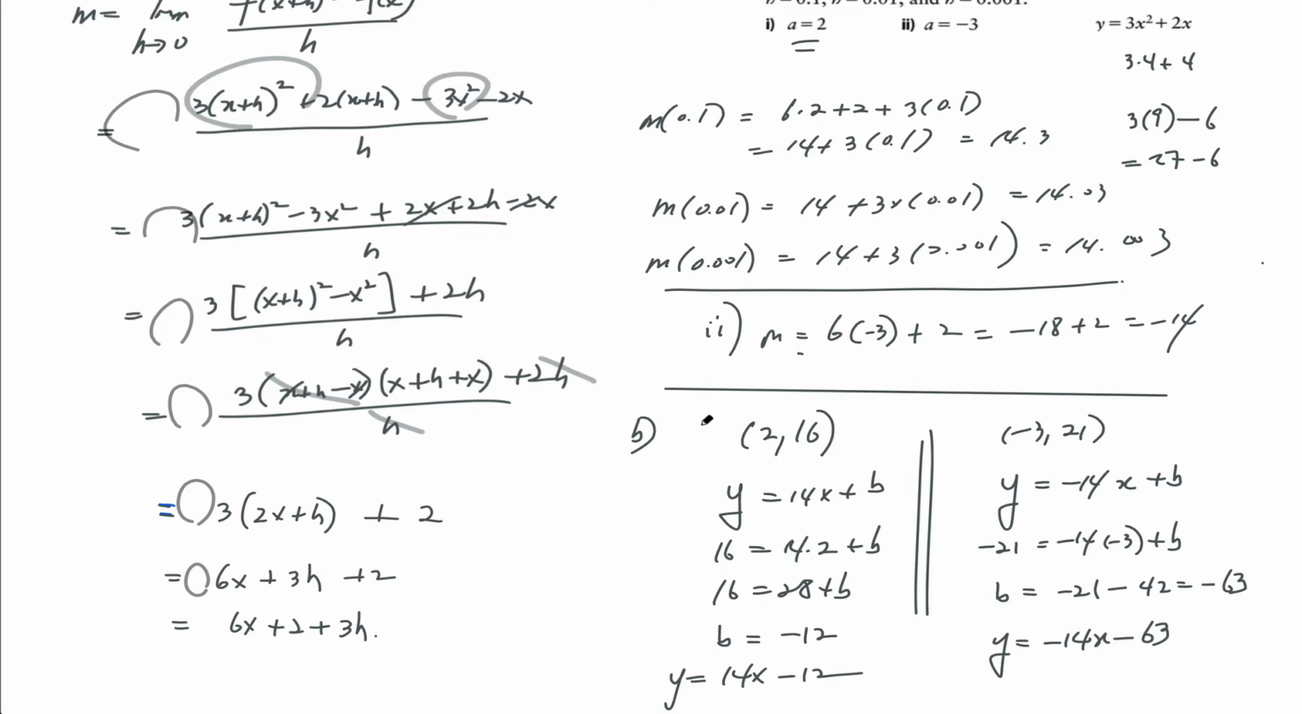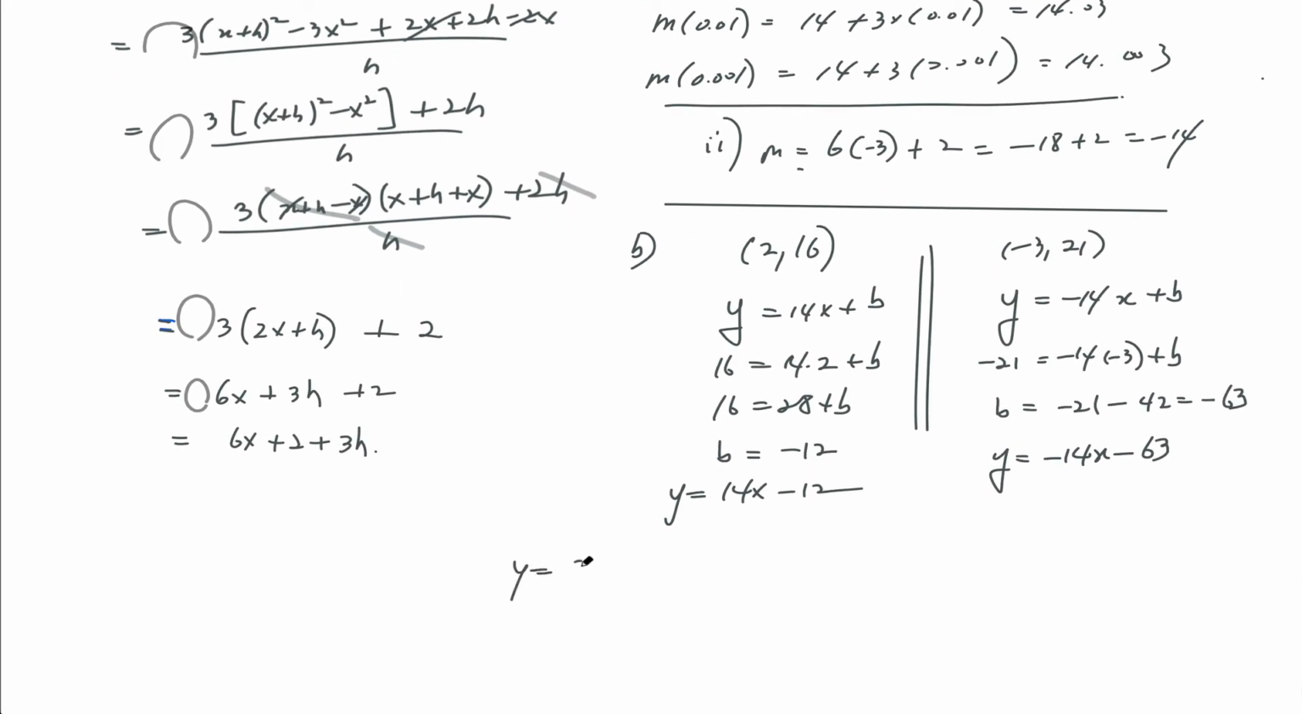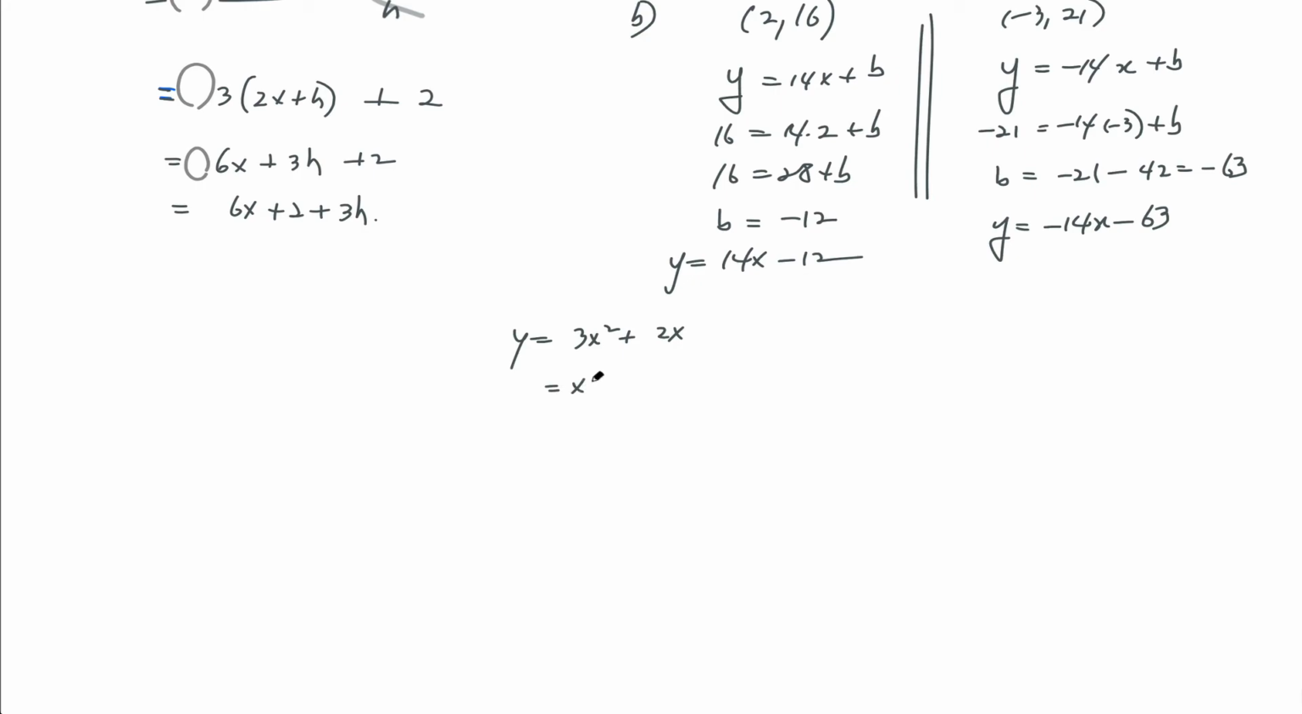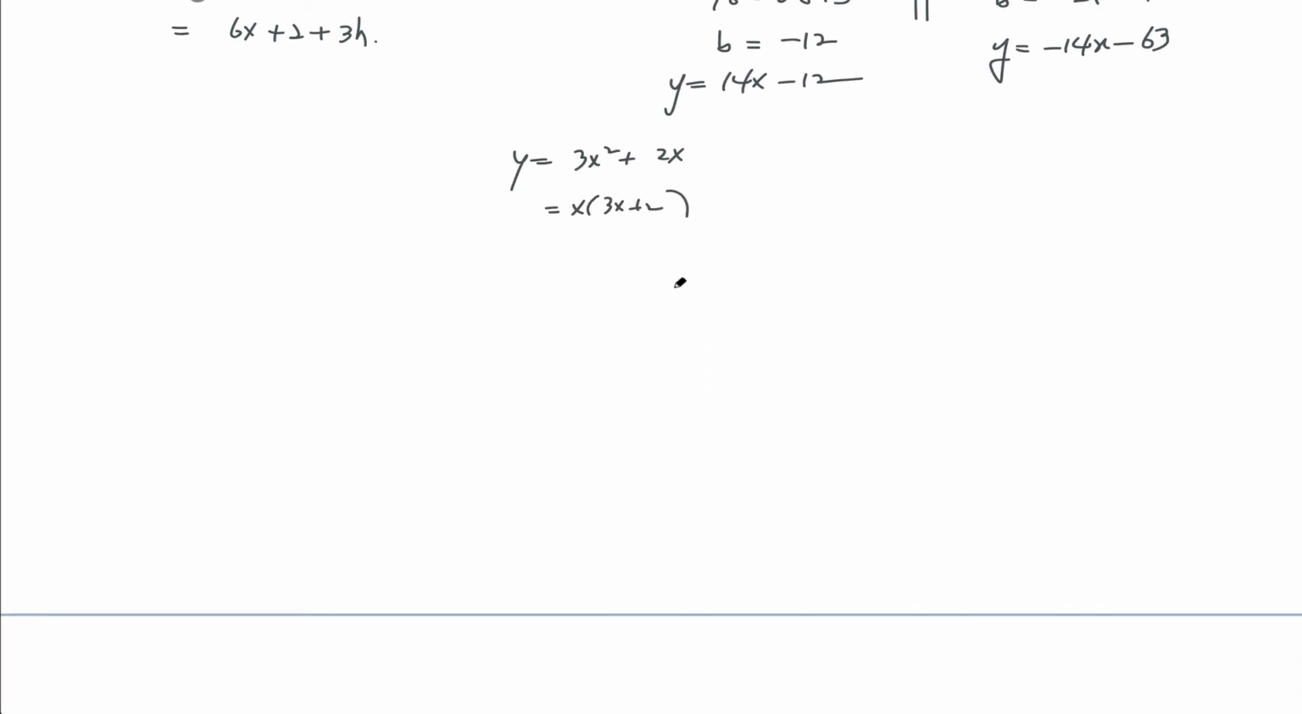So y equals 3x squared plus 2x, right? If you factor out the x, you get x times 3x plus 2. So just a rough sketch. We have intercepts at 0 and negative 2 over 3. And it's a parabola that's going upwards.